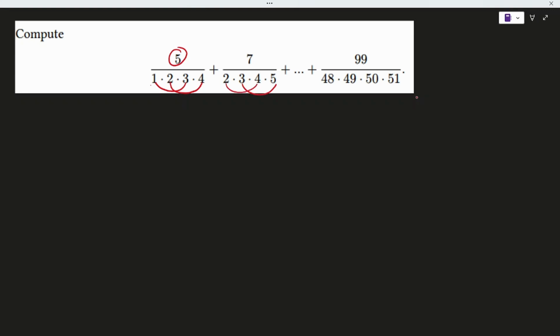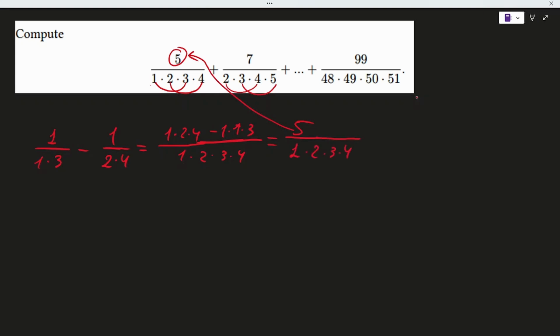And from here comes the intuition that if you consider 1 over 1 times 3 minus 1 over 2 times 4, this one simplifies as 1 times 2 times 4 minus 1 times 3 divided by 1 times 2 times 3 times 4, if we take the common denominator. And the numerator will be clearly 5, which was exactly our numerator here. And clearly the denominator stays the same.